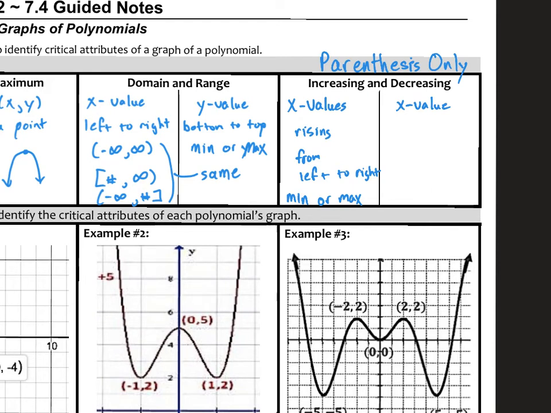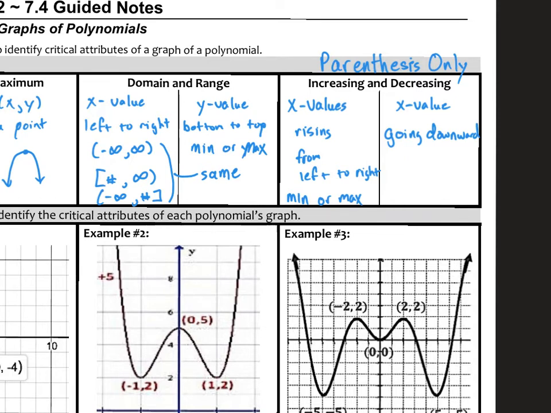But for the decreasing part, that's where the graph is going down, right? That's when the slope's going down, so going downward. Instead of rising from left to right, it's headed downwards. So same thing, it's going to stop at mins and max, and we're going left to right.